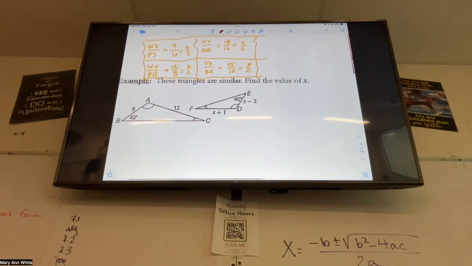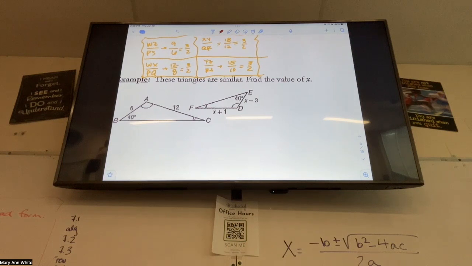Next one. It says these triangles are similar. Stop. What two things do I know if they're similar? Sides are proportional and all angles are the same. Good. All angles are congruent. What are angles that are congruent here? D and A, C and F, and B and E.